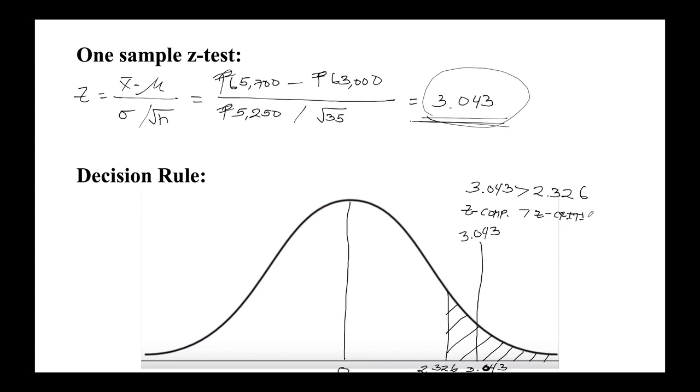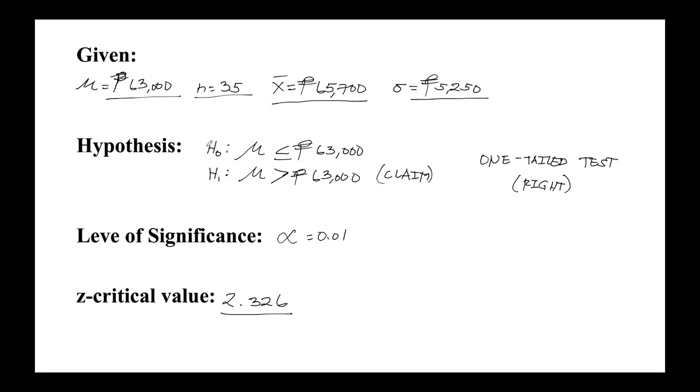And as you can see on our distribution, nandito siya sa loob ng rejection region. Therefore, we should reject the null hypothesis. This will be our decision. Reject natin yung null hypothesis. And kung babalikan natin yung ating hypothesis dito, this will be rejected. Meaning to say, tama yung claim natin na yung mu or the salary of the deans are greater than 63,000.